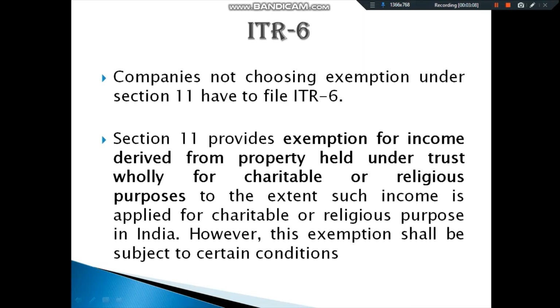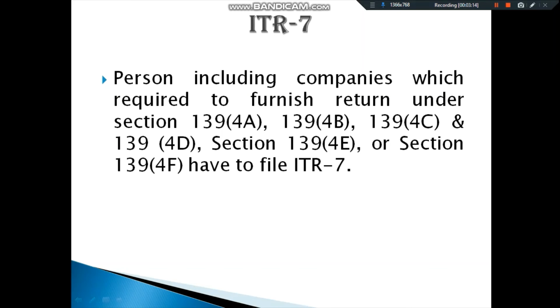Now what is ITR-7? Persons including companies which are required to furnish return under section 139(4)(a), 139(4)(b), 139(4)(c), 139(4)(d), 139(4)(e), 139(4)(f) have to file ITR-7. So all those companies or charitable institutions, trusts, religious institutions, schools which are not covered under any other form, or companies which are not covered under ITR-6, have to file their ITR under ITR-7.